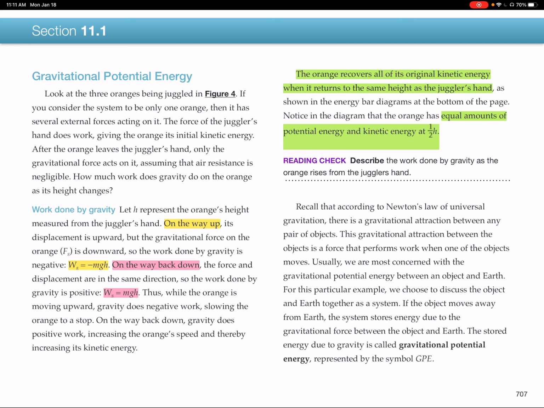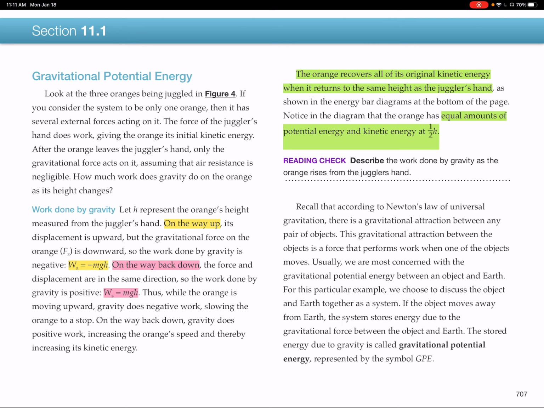Now, gravity does a certain amount of work on objects, right? So if you throw a ball up into the air, as you throw that ball up, gravity is going to be acting downward even though it is moving upward, right? And so gravity is actually doing negative work. The force of gravity is pointing in the opposite direction of the displacement. And so therefore, we have negative work. So that's why you see Wg is equal to negative mgh.